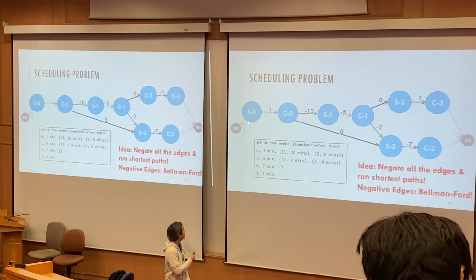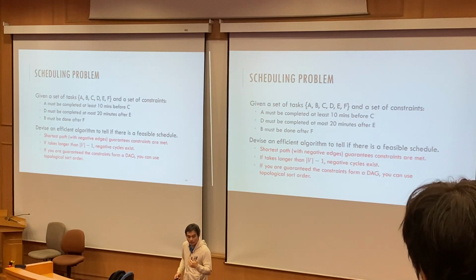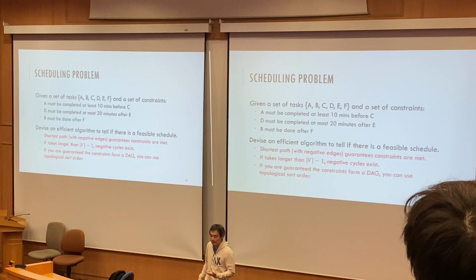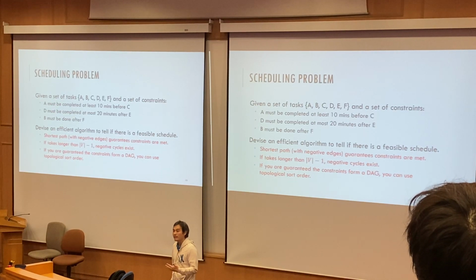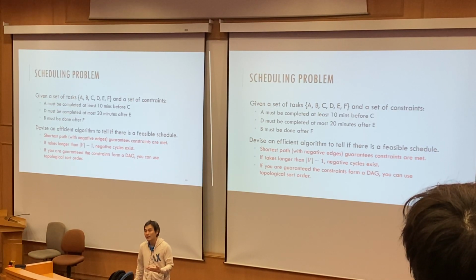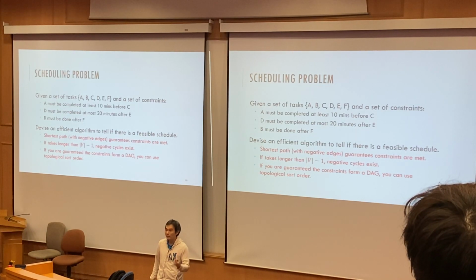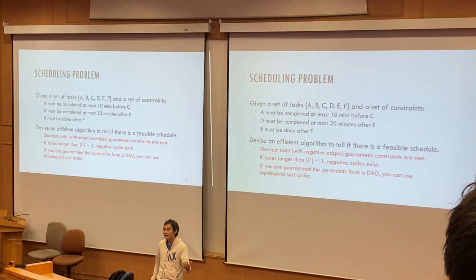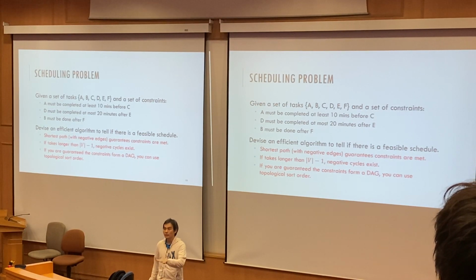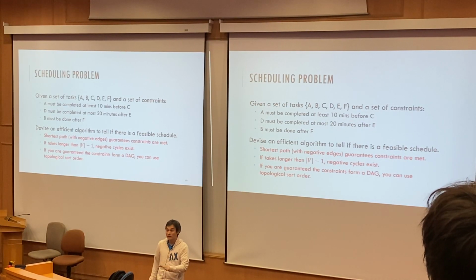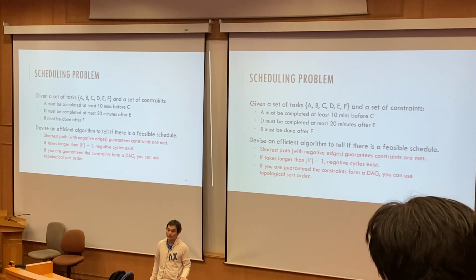You start from the dummy node. So the shortest path with the negative edges will guarantee that the constraints are met. Because you're running Bellman-Ford, if you run for V iterations and you notice a change, that means that negative cycles exist. No feasible schedule. Then you return null.